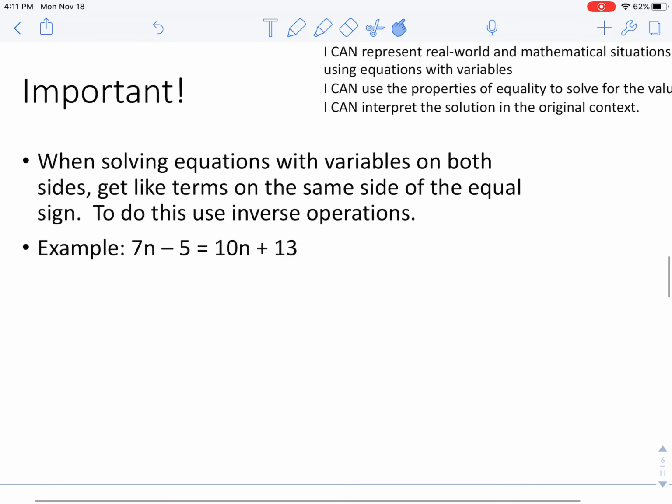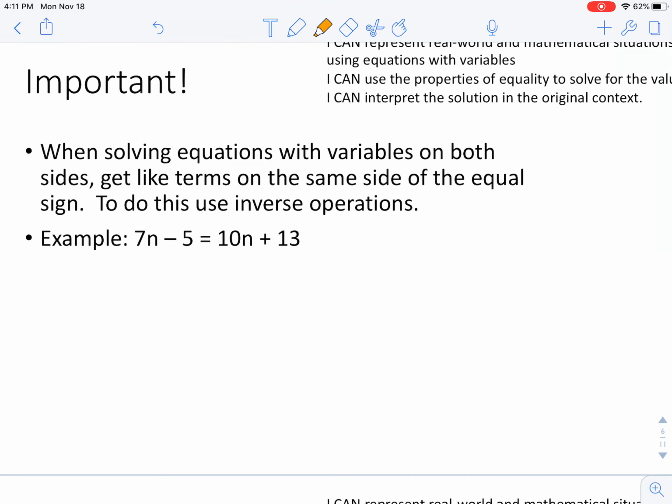All right, when solving equations with variables on both sides, this is different than what we did last chapter. Get the terms on the same side of the equal sign. To do this, use inverse operations. So our goal is to get all of the n's on one side so that we can solve for n. So what I'm going to do is draw my line, and I'm going to use it like a balance beam again. So I'm going to subtract 7n from both sides.